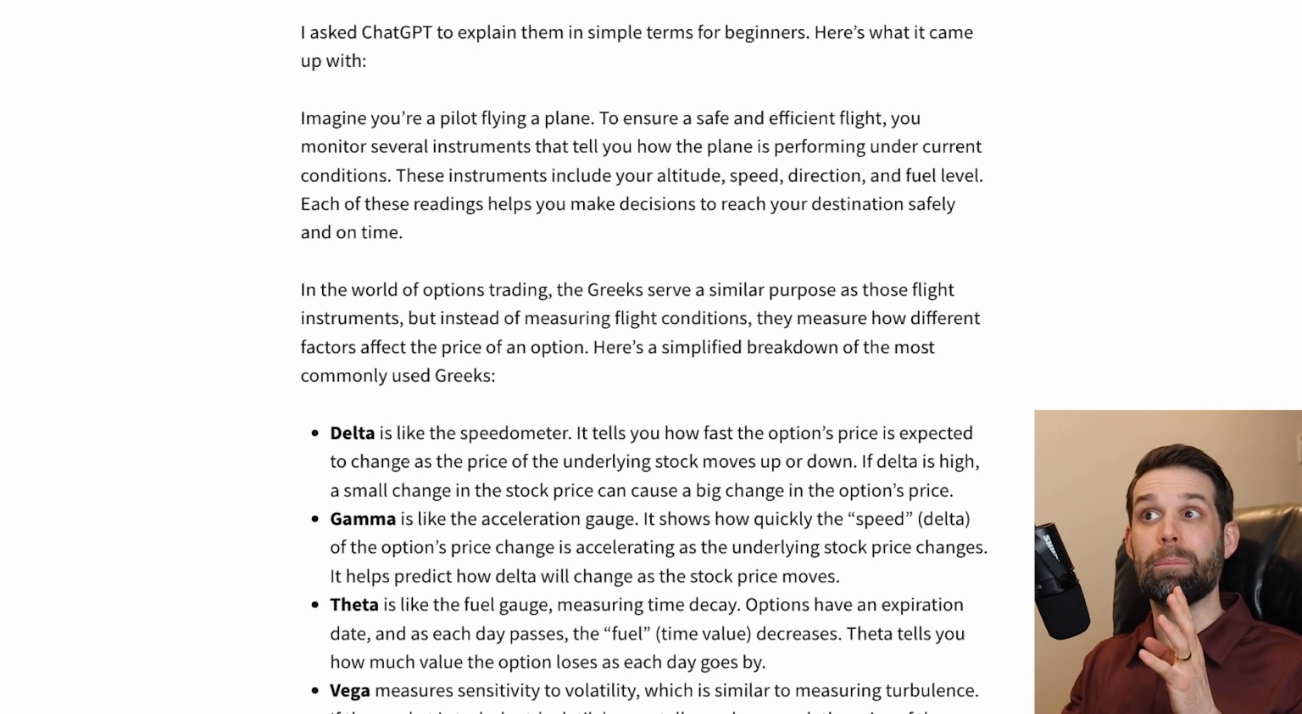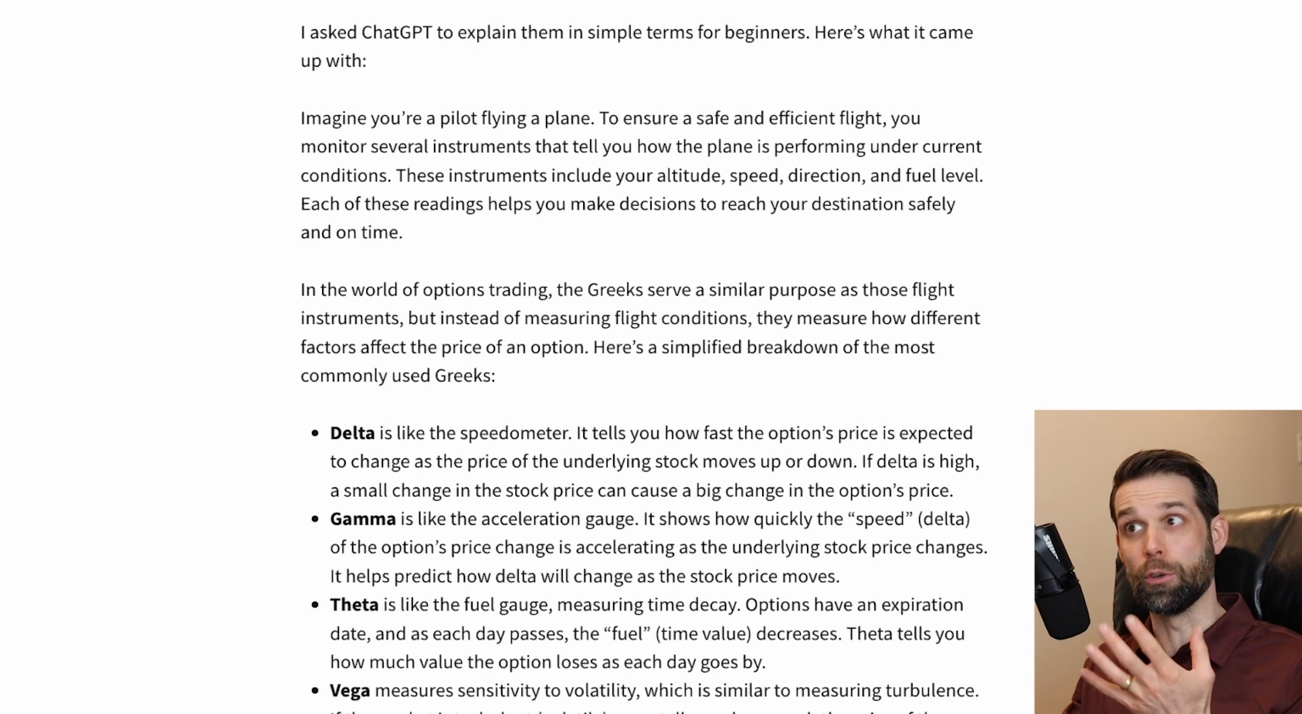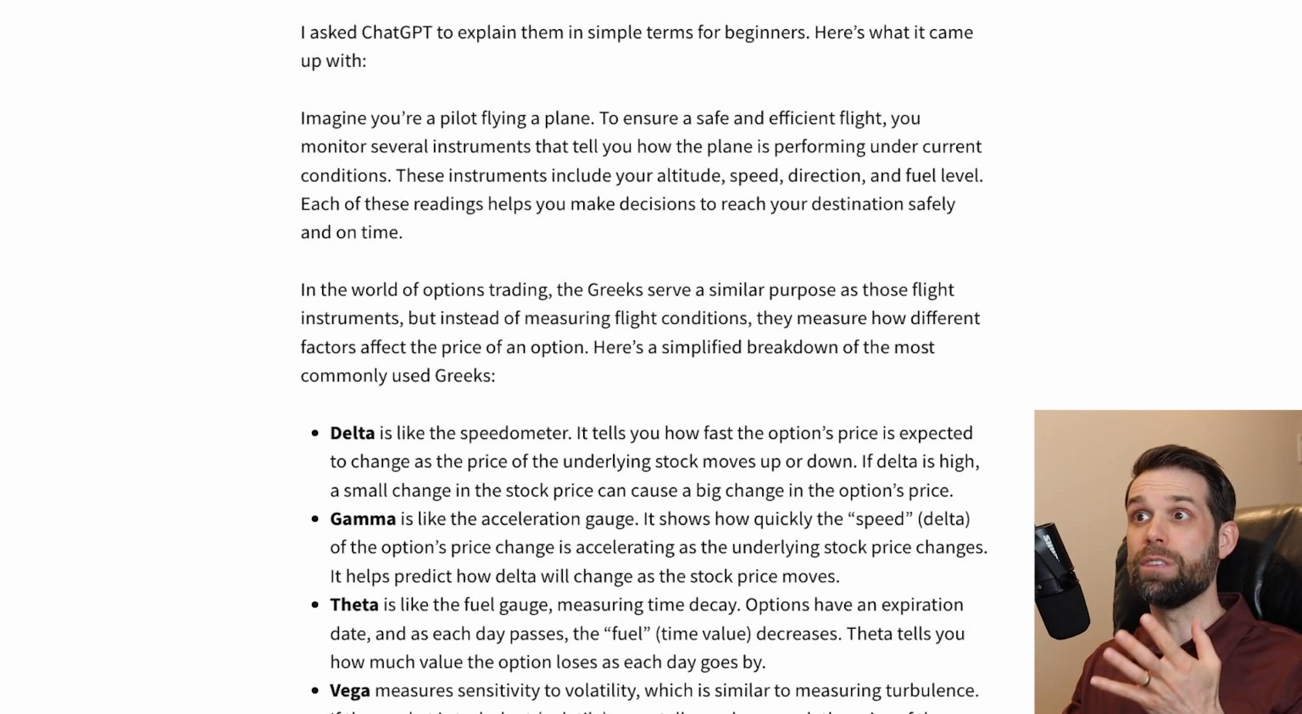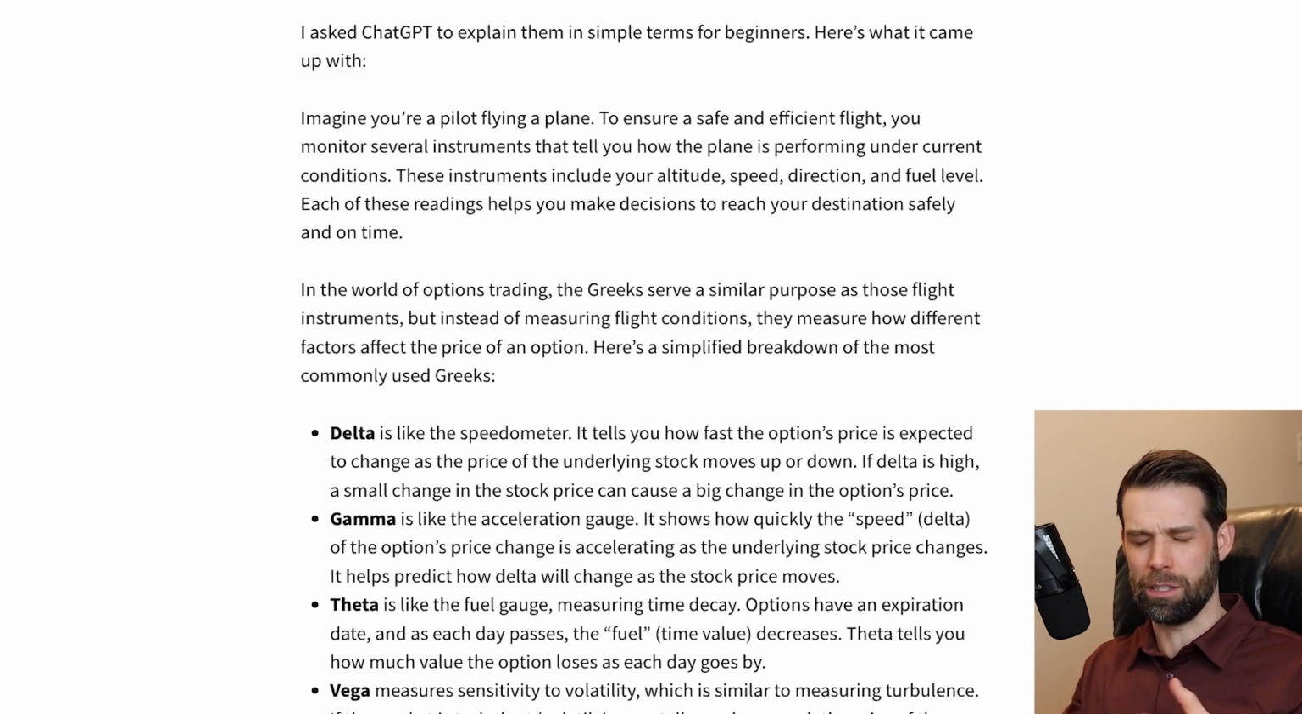Imagine you are a pilot and you're flying a plane. To ensure a safe and efficient flight, you monitor several instruments that tell you how the plane is performing under current conditions. These instruments include your altitude, your speed, direction, and fuel levels. Each of these readings helps you make decisions to reach your destination safely and on time. I think we can all relate to that. A pilot flying a plane has all sorts of instruments and measurements that they're tracking so they can land their plane safely.